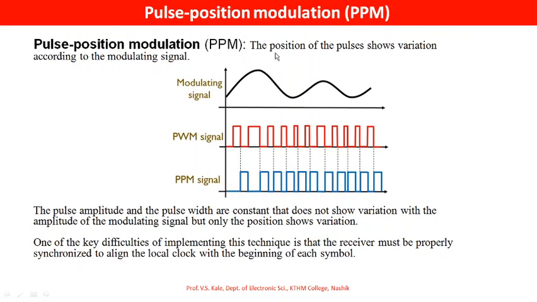In this, the position of the pulses shows variation according to the modulating signal. Now again observe the figure. First one is modulating signal. It is time varying signal. Amplitude variation is there. You already learned about the PWM signal. Of the same modulating signal, pulse width modulation is shown.